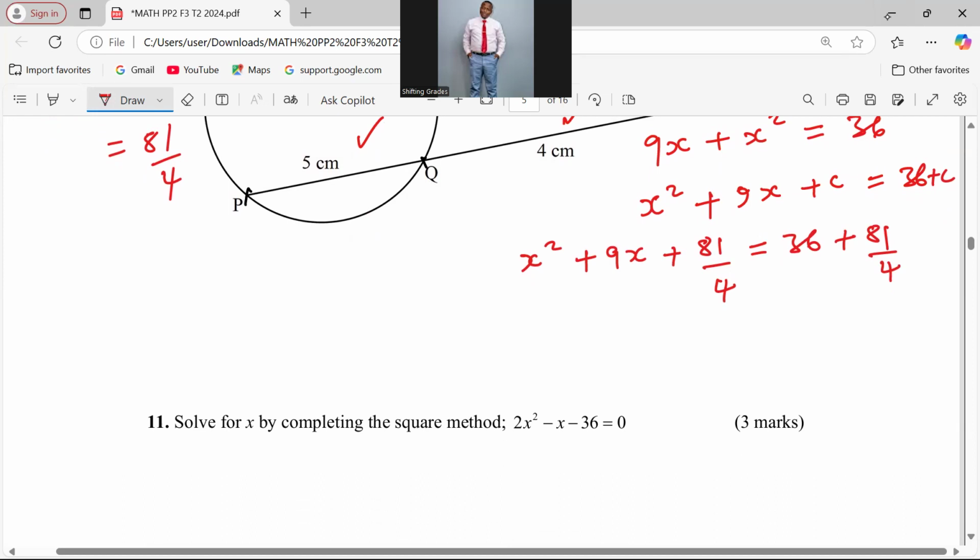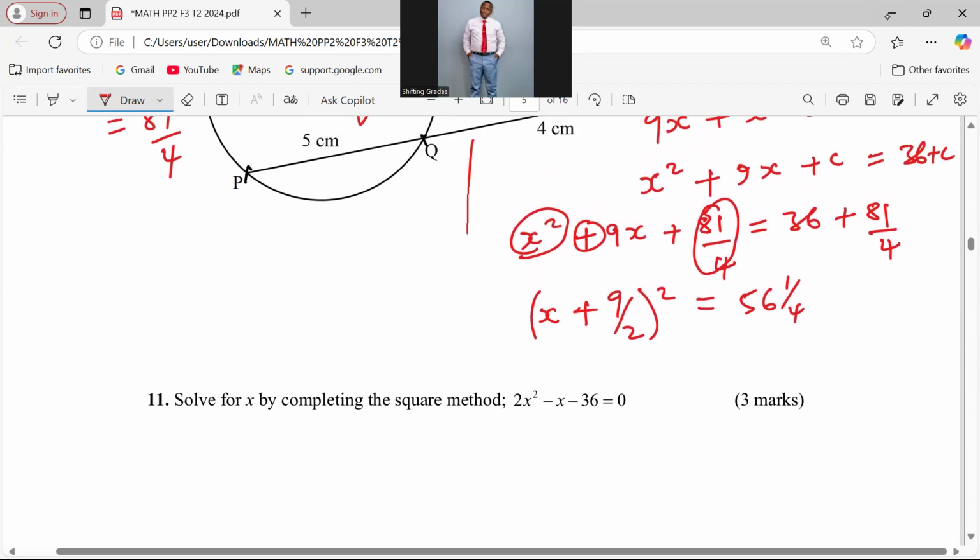So let's talk about factorizing the left-hand side. Factorizing a perfect square means taking the square root of this part, which is x, the sign which follows, which is a plus, the square root of the constant, which is 9 over 2, squared, equals 36 plus 81 over 4. This will be 56 and a quarter. So we can take the square root of both sides: x plus 9 over 2 equals plus or minus the square root, which is 7.5.